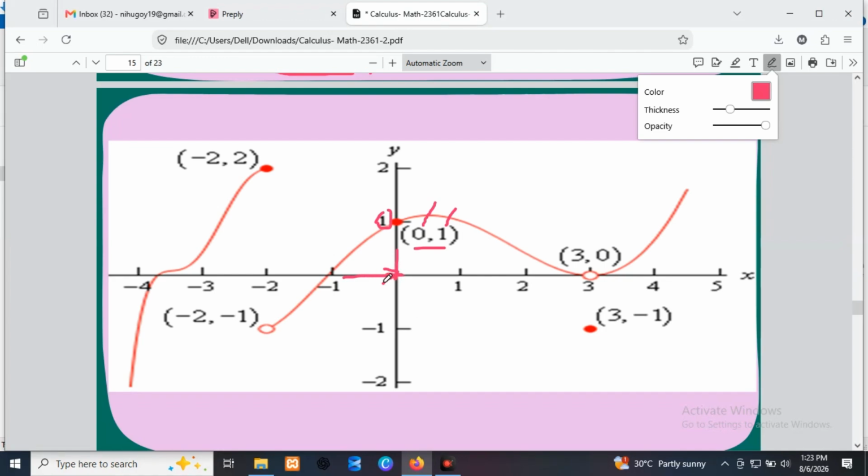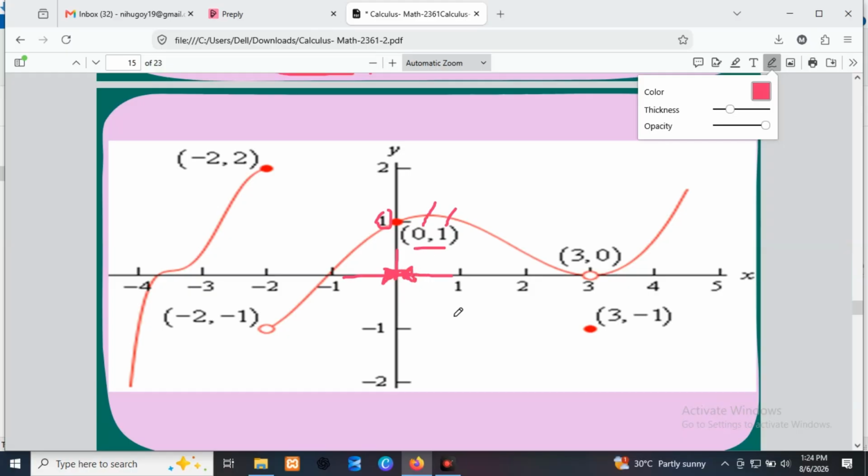As x approaches 0 from the left, to which number is the function approaching? To 1. It approaches 1. Again, what could be the value of the function as x approaches 0 from the right? From the right, the same is true: 1.